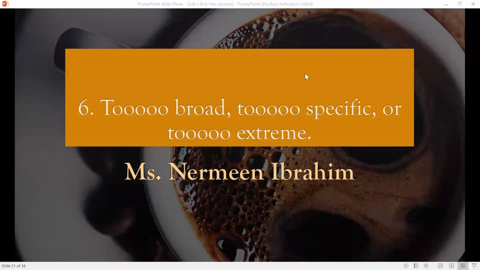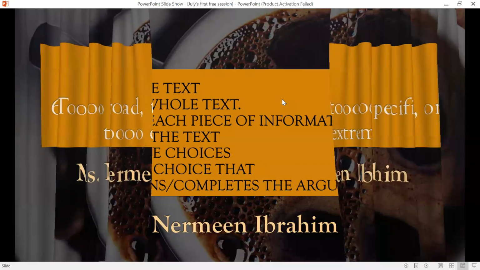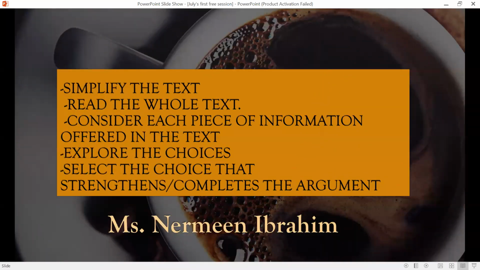Okay, this was the last thing I said in the presentation, and let me wrap up the steps you have to follow in order to answer the inference questions correctly. Simply, you have to simplify the text. Definitely, I stress the point that you have to read the whole text and simplify it. So I guess I need to write this first: read the whole text, then simplify it in your words.